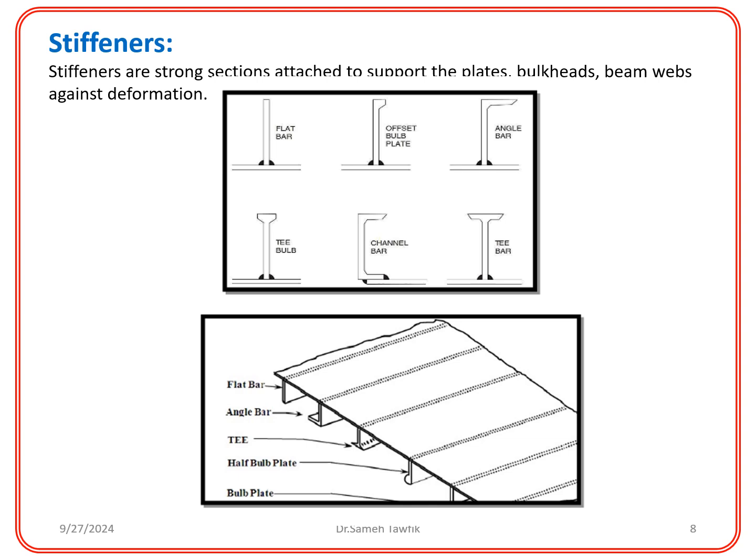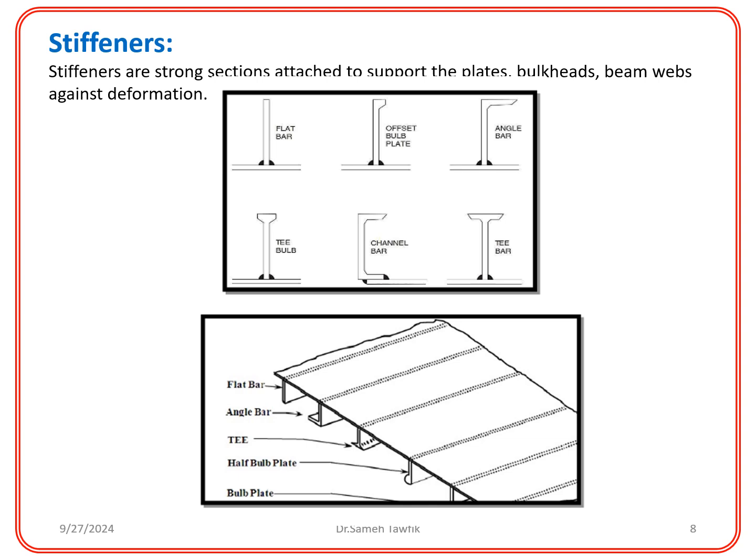As you can see in the image, there are several different types of stiffeners, each with its own unique shape and function. Some common types include flat bars. These are simple, flat strips of steel. Angle bars. These are shaped like an angle, with two legs that meet at a specific angle. T-bars. These have a T shape, with a vertical leg and a horizontal flange. Half bulb plates. These have a rounded shape on one side and a flat side on the other. Bulb plates. These have a rounded shape on both sides.